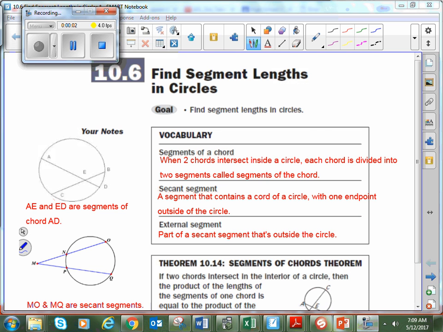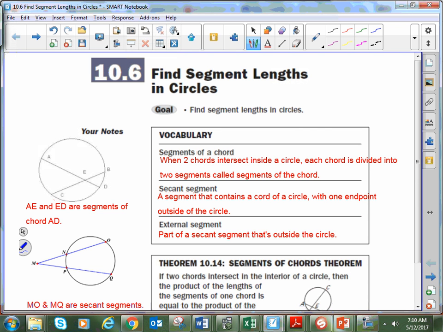Hey everybody, it's Mr. Piercy, and what we're going to be looking at in this lesson is how to determine the lengths of certain segments of chords. Specifically, we're going to be looking at chords and secant segments, particularly with some tangents thrown into the mix also.